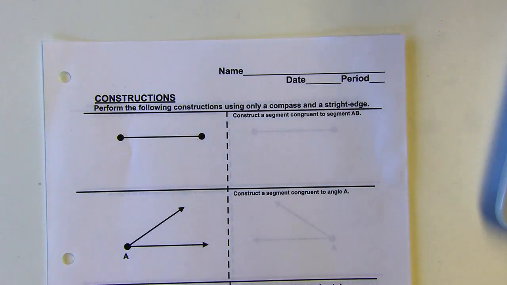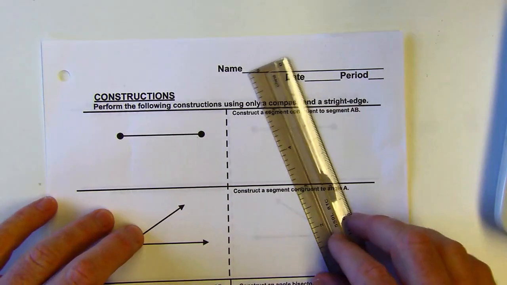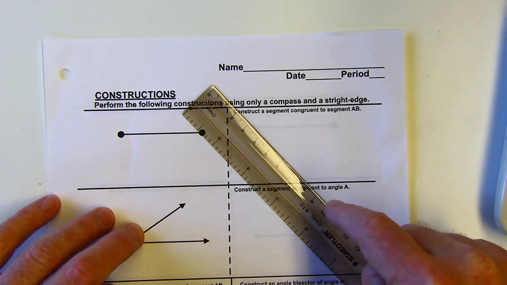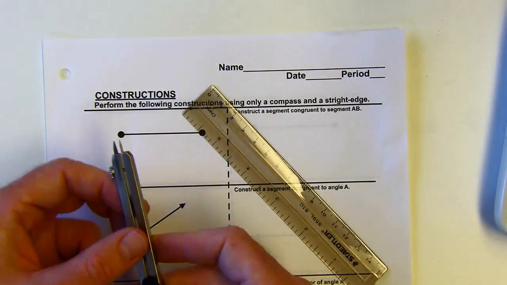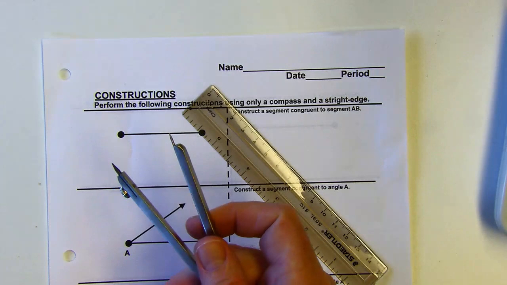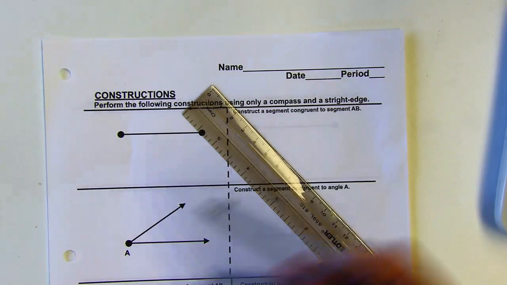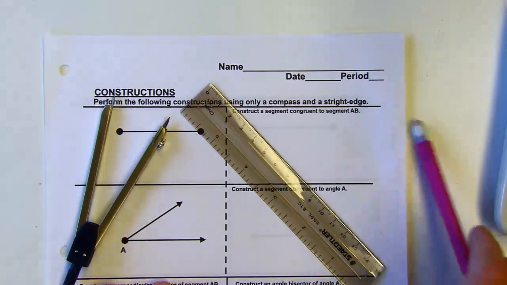So a construction is a geometric task that you need to perform with only a straight edge. I know this is a ruler, but I'm going to pretend that there's no markings on it, that I can't measure anything with it, that it's just for drawing straight lines. And then I've got a compass, you can draw circles with compasses. And you need a writing utensil, and that's it. Okay, so you're going to use these three tools to do some constructions.